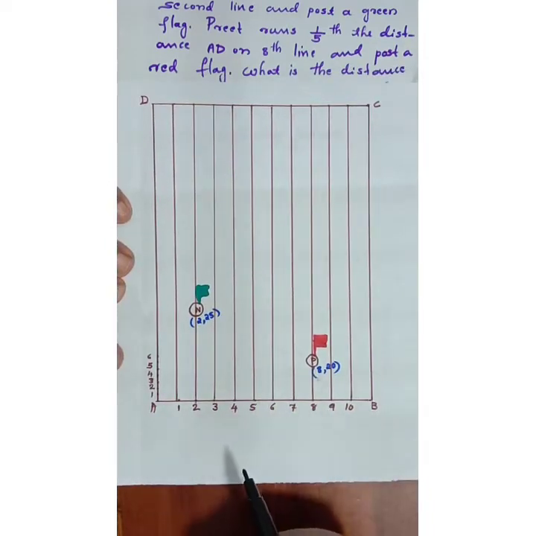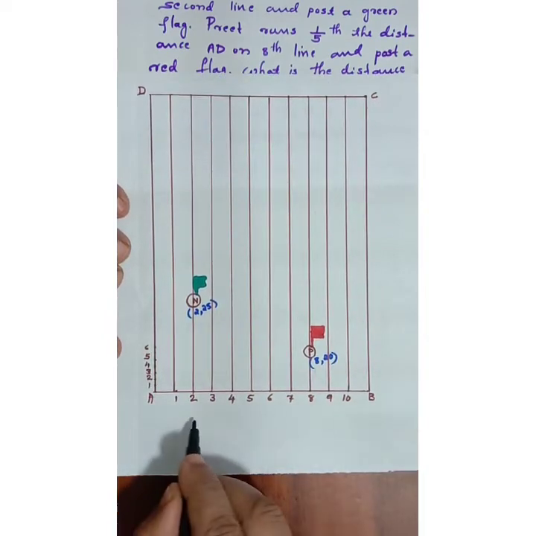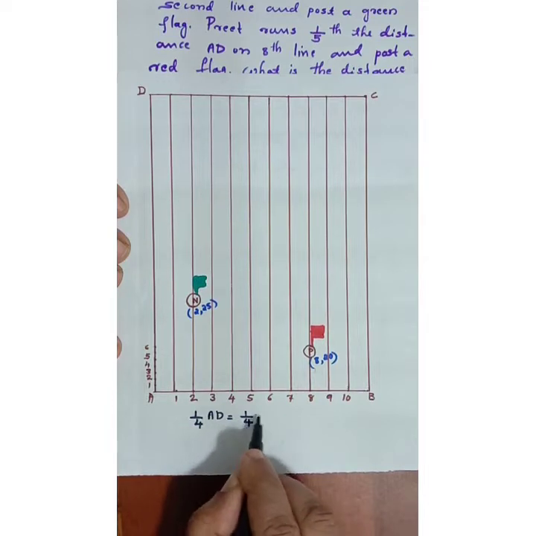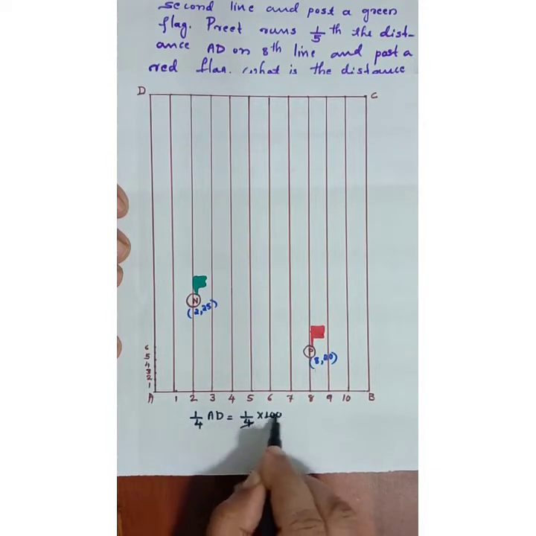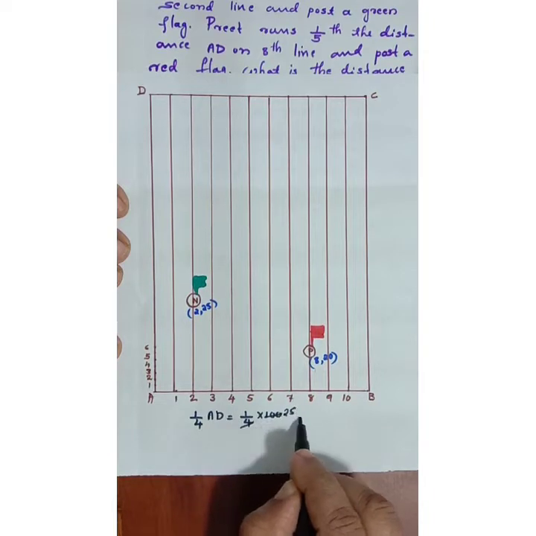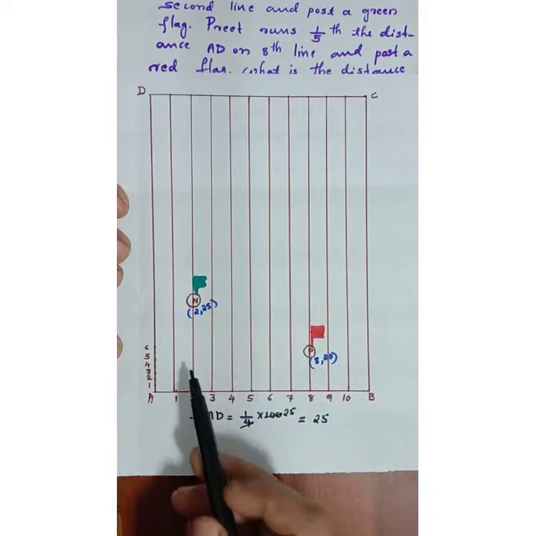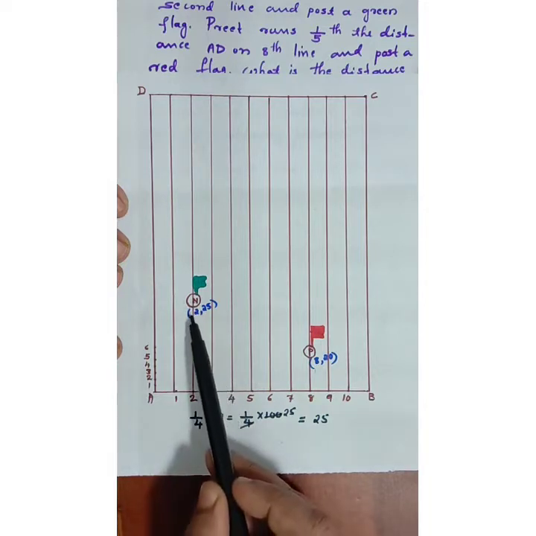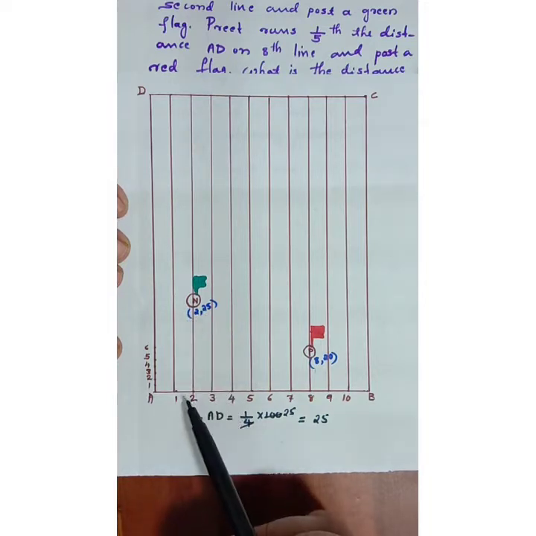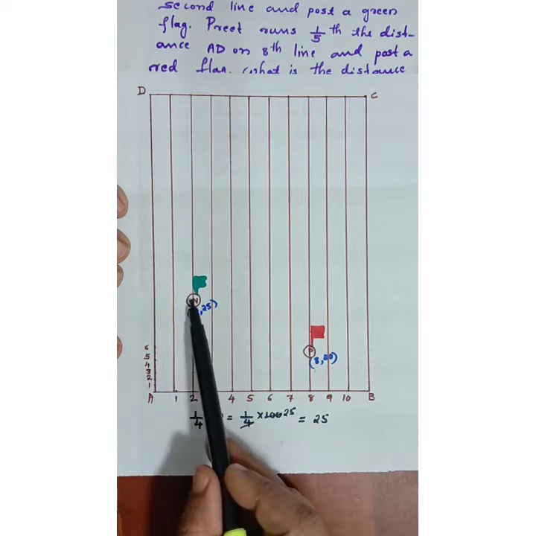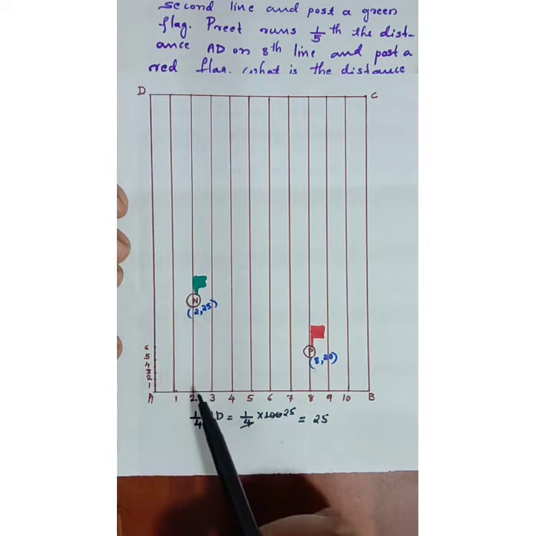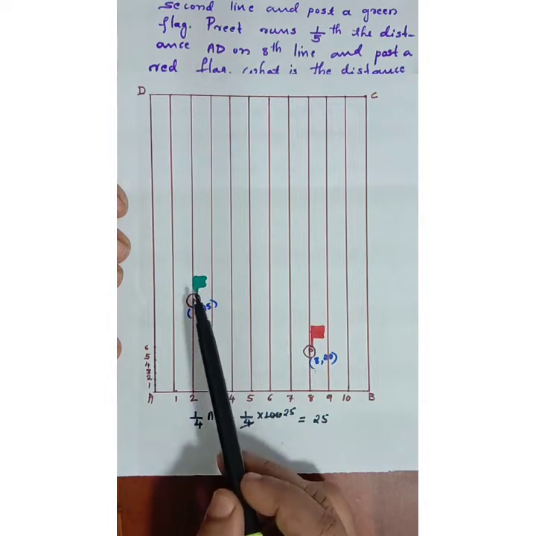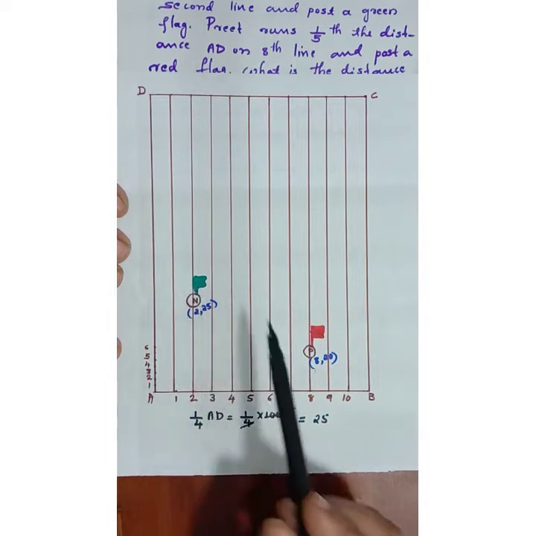Therefore, what is meant by 1/4 of AD? 1/4 of AD equals 1/4 of 100. That will become equal to 25. That's why I mark 25. So the coordinate of Niharika's point is (2, 25) I have taken. That is second line, 25th meter from the y-axis. So (2, 25) is the coordinate where she has put a green flag.